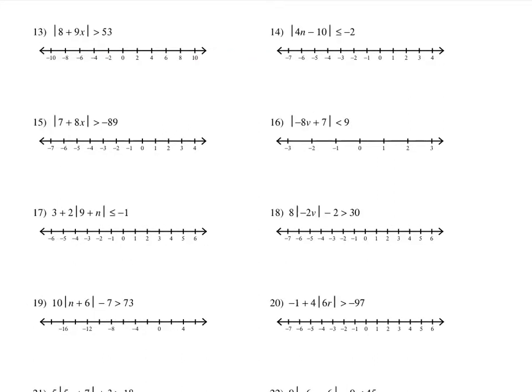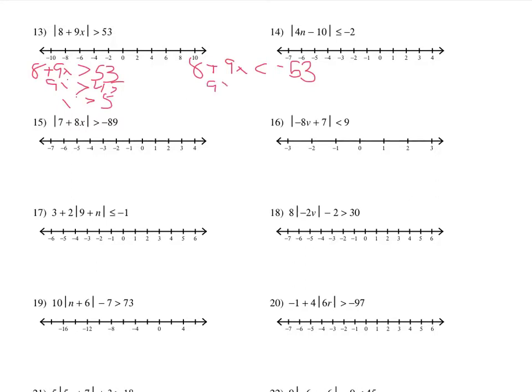Okay, let's do 13. All right, the absolute value is by itself, so I separate it into two equations. First one looks the same. Second one, I flip the inequality and negate the other side. To solve for x, I'm going to subtract 8. So I'll get 9x is greater than 45. And then divide by 9, you get x is greater than 5.